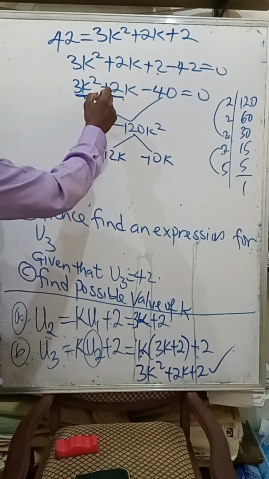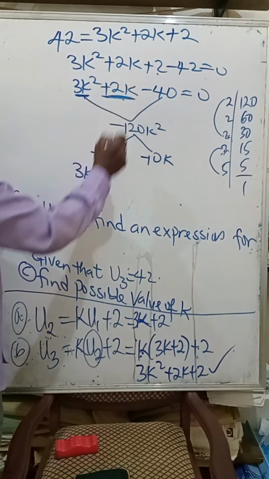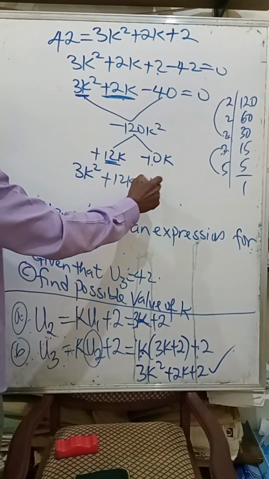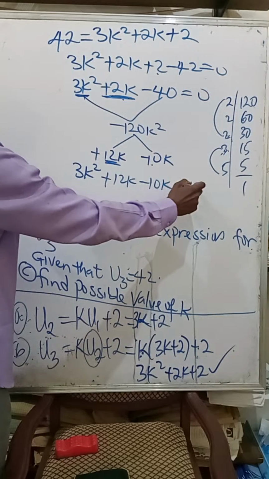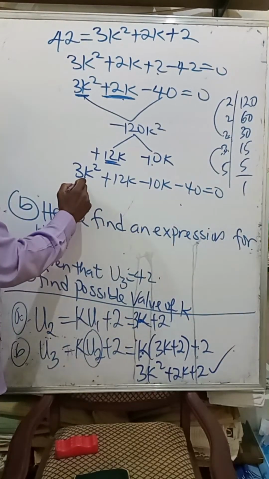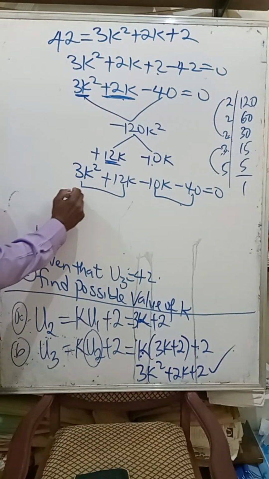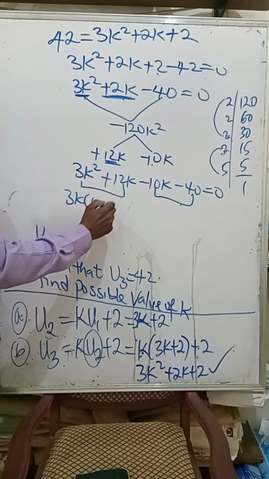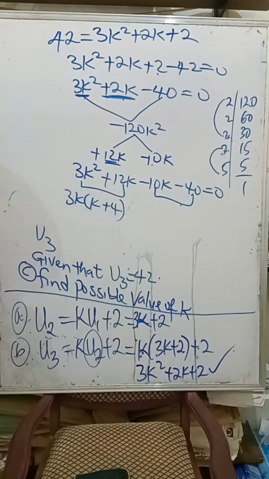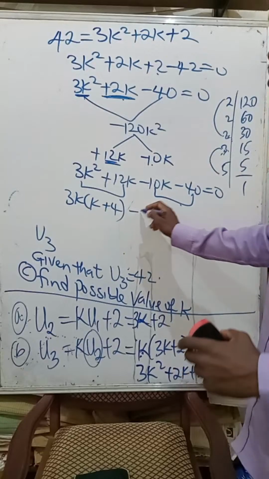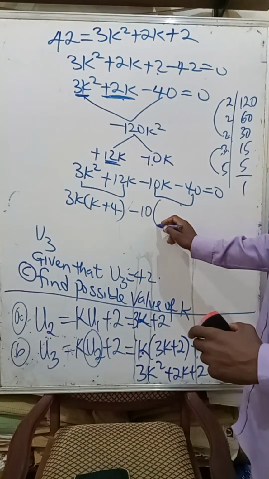This goes back to this place and replace these 2k with these 2 factors. So plus 12k minus 10k minus 40 equal to 0. Then you pair the first 2, you pair the last 2, and the 3k is common. So you have that 3k is common, take it out. Here also minus 10 is common. Minus 10, take it out.